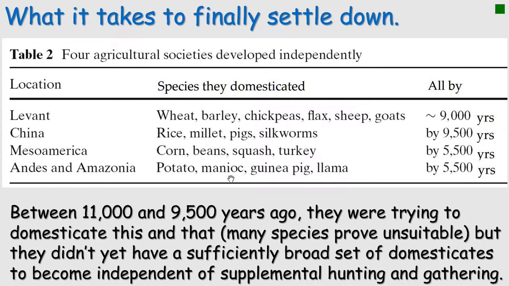They domesticated by then rice, millet, pigs, and silkworms. In the Levant, it was a different mix, occurred by about 9,000 years ago. And in the Americas, different groups were domesticated, but they did by about 5,500 years ago. Domesticating turns out to be difficult, because so many species turn out to be unsuitable for domestication.